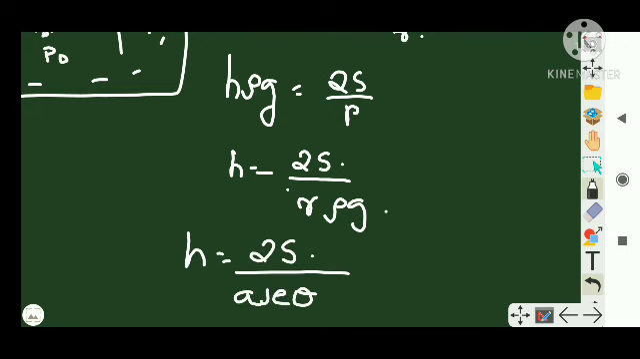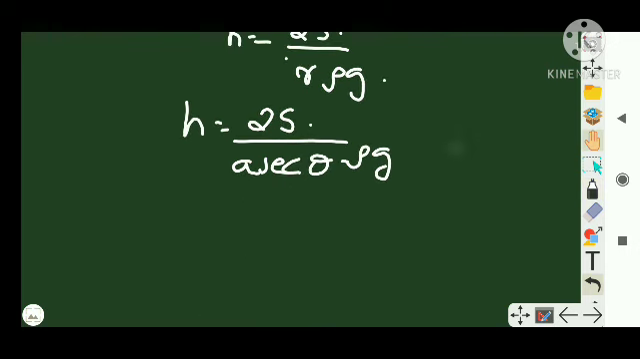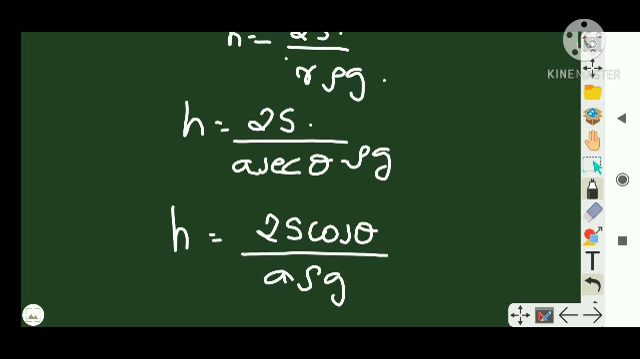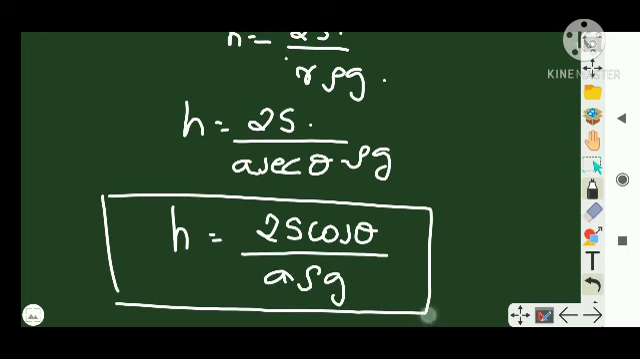Why did I write sec theta? Sec theta rho g, and 1 by sec theta is cos theta. So I can write h is equal to 2s cos theta by a rho g. This is a general formula for capillary rise, and usually this h into a value is constant, and this is called Jurin's law. This is not there in your textbook, this is from my side. Clear? I hope this much is clear now.